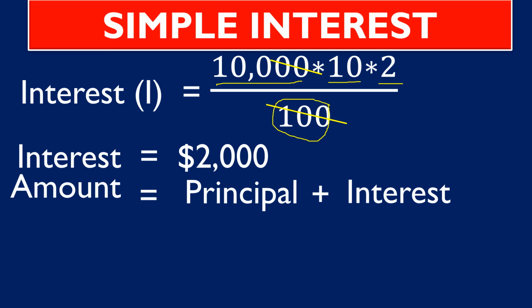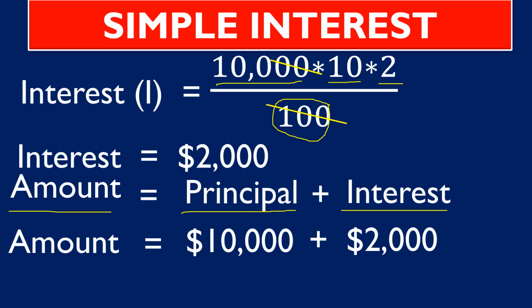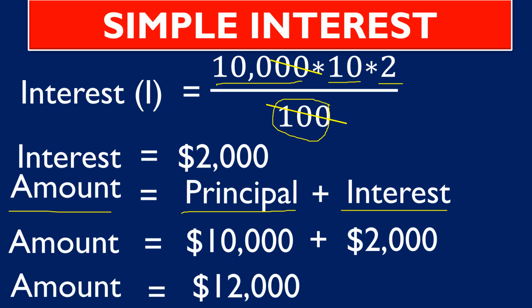So what is going to be your total amount now? Your amount will now be your principal, the initial amount you started with, plus the interest you get at the end of the duration. So what is the amount? The amount will simply be equal to the principal. You started with $10,000, and then you have an interest of $2,000. So simply the amount that will be in his account after the 2 years is 12,000 US dollars.